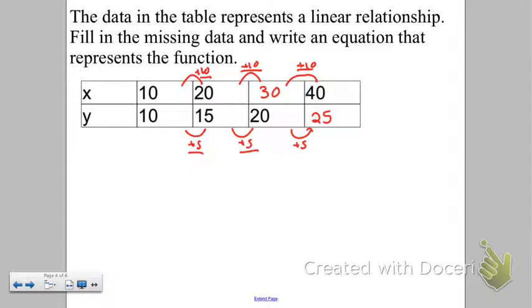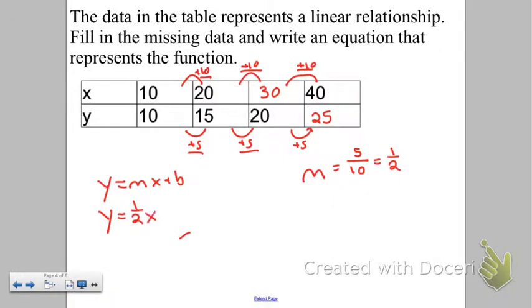So now I have to write the equation. My equation is going to be in the form y equals mx plus b. I know that my m is a change in y, which is 5, over the change in x, which is 10. I can reduce that to be 1/2. So I have y equals 1/2 x.